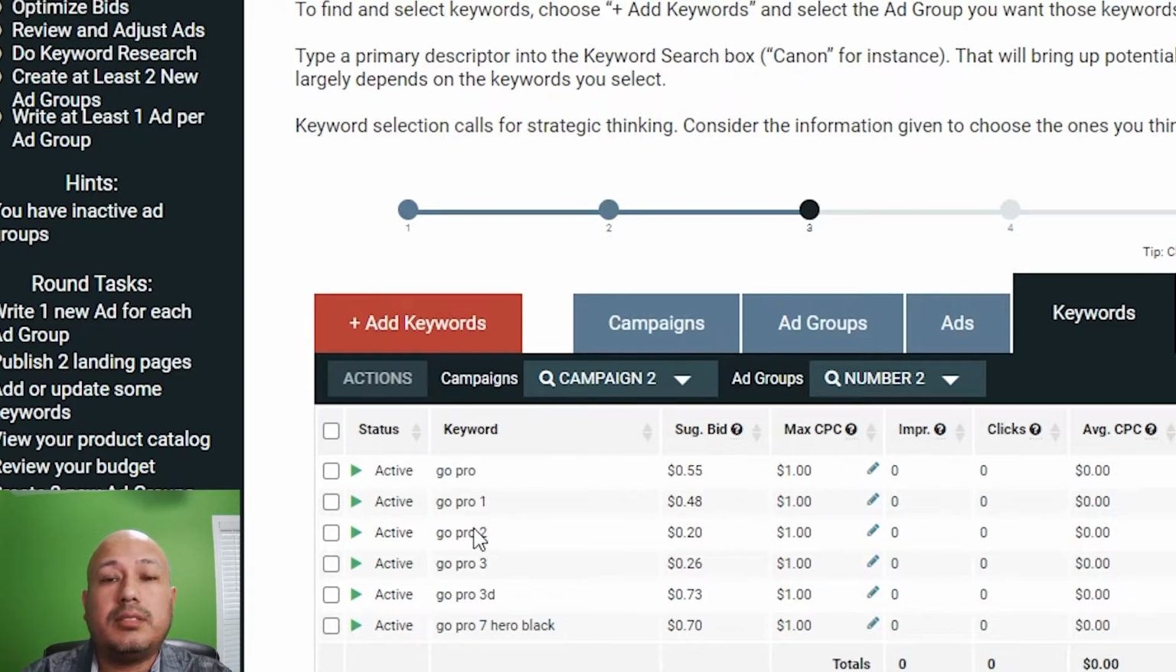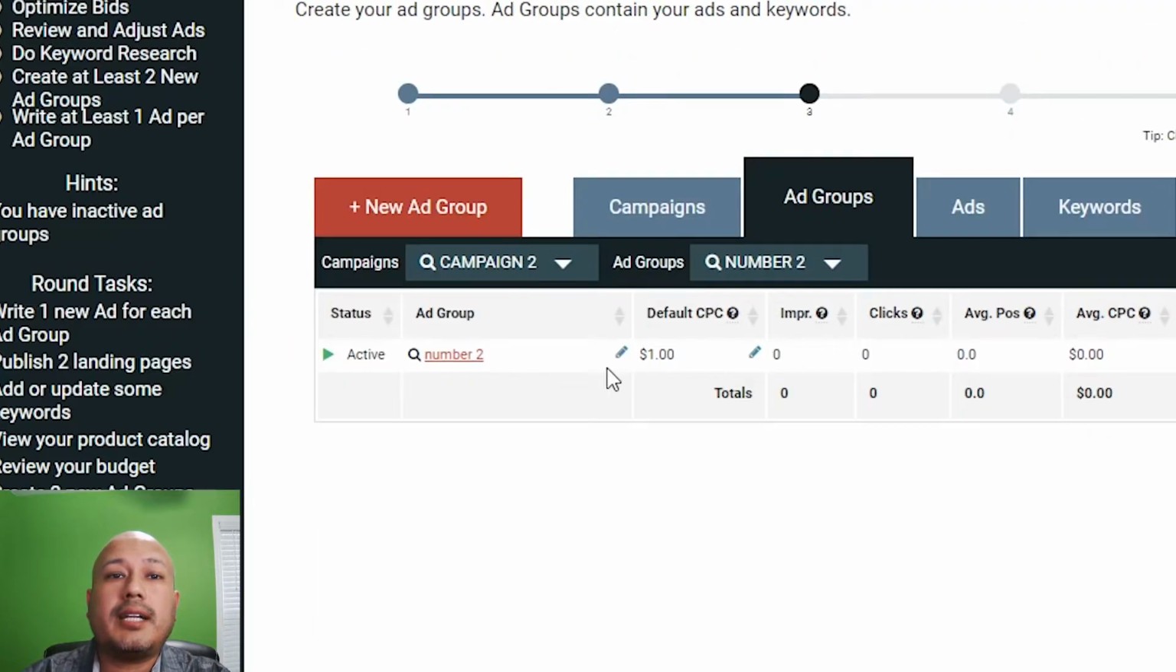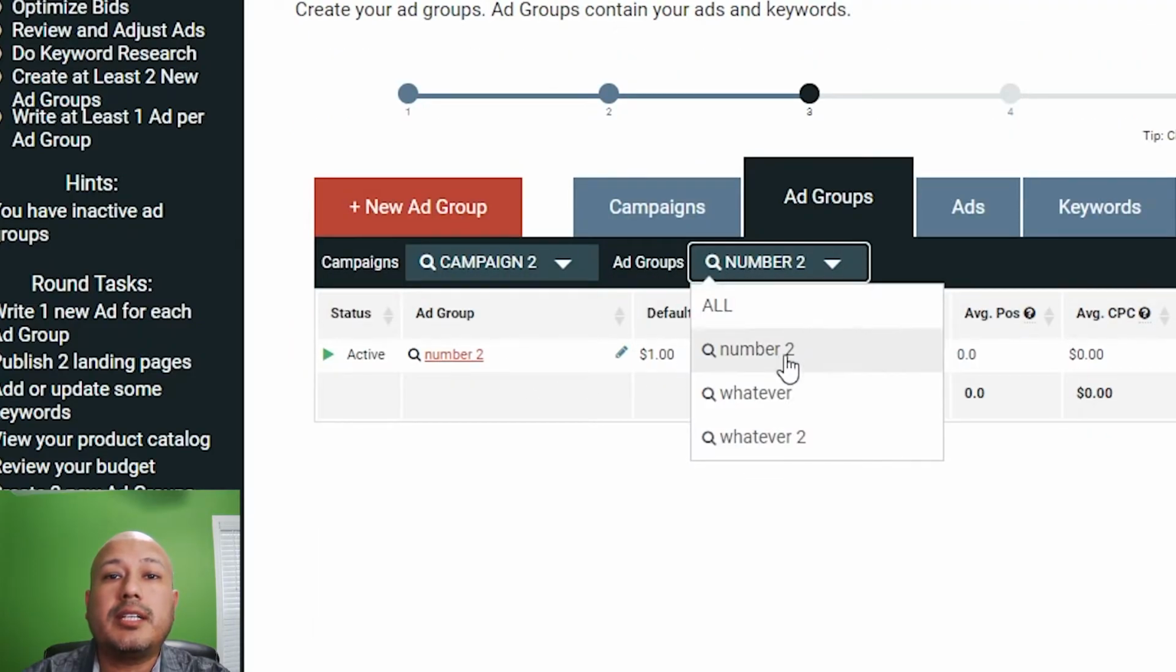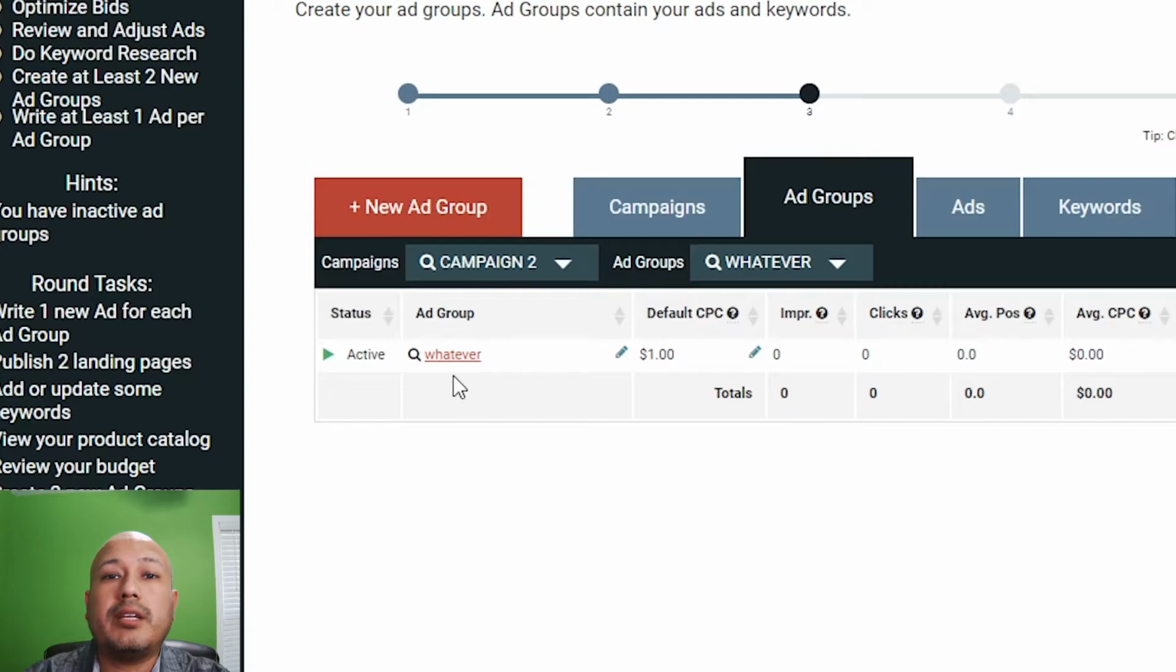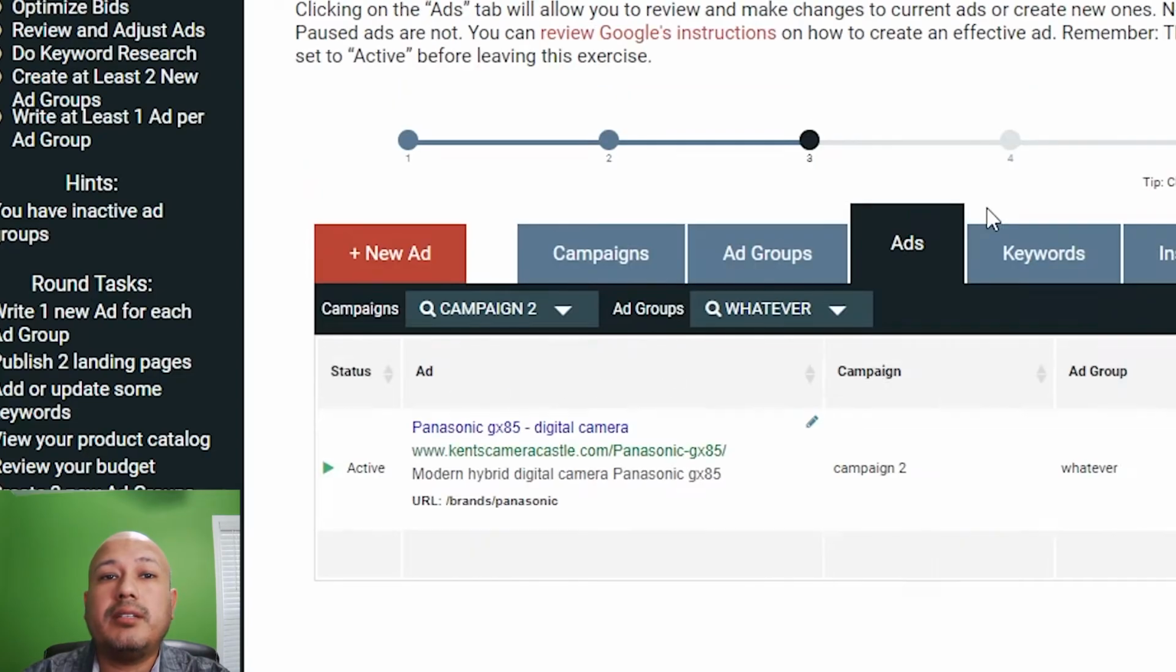Given that this is a simulation, and even in the real world, if you select keywords that are very similar, then your ad is going to show up for only these keywords. So you have to branch out as well. So let's take a look at the other ad groups that the student has created, and he's created two. So the whatever campaign, right? Let's look at the ad.